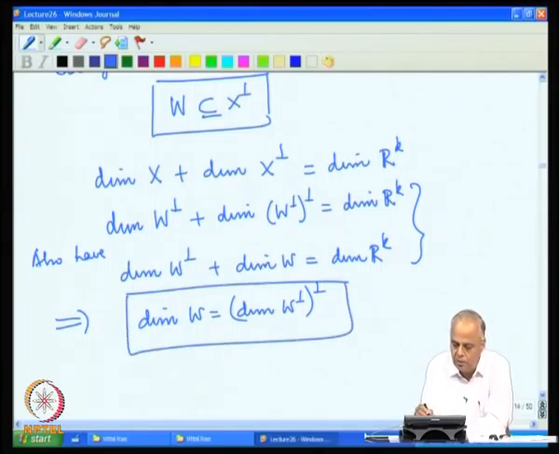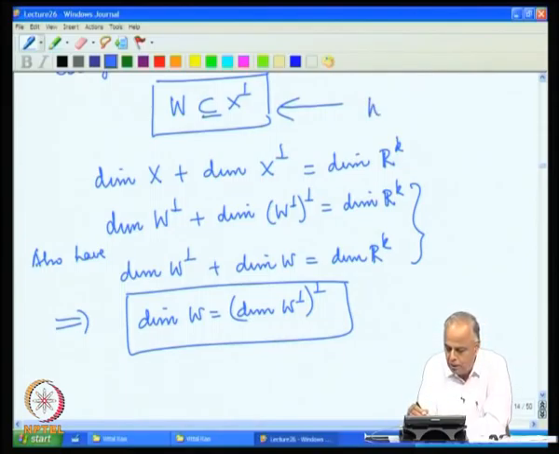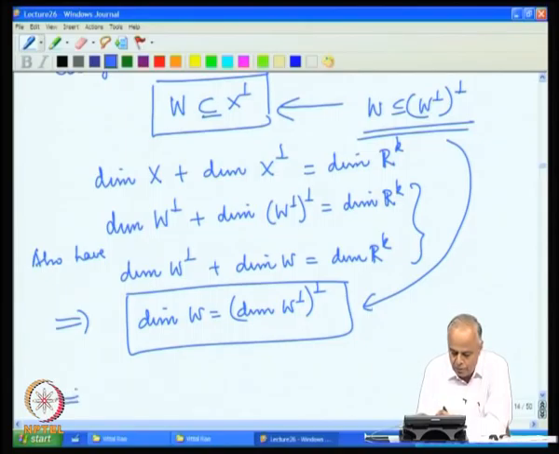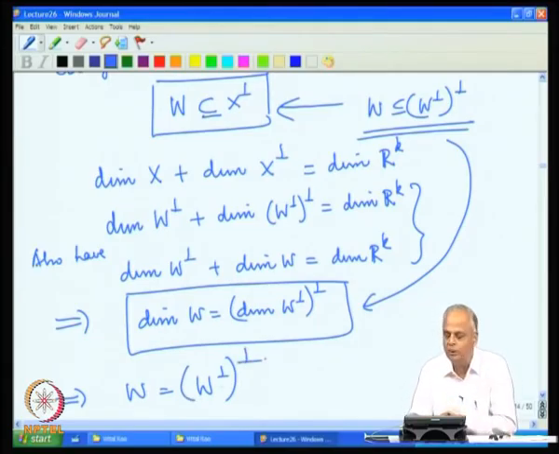Now, W is contained in X perp. X perp is nothing but W perp perp. So, W is contained in W perp perp, but its dimension is the same as W perp perp. So, the two together say W equals W perp perp. So, the second perp is the original space.